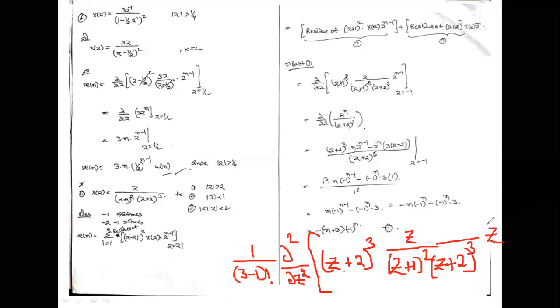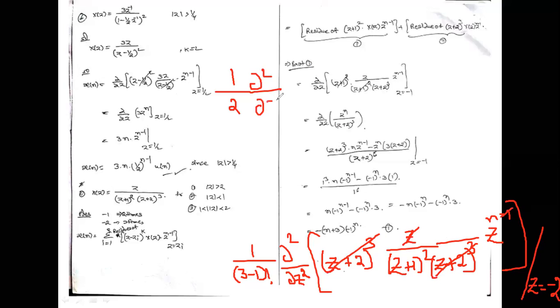and multiply with the z power n minus 1. At z is equal to, what is z here? The minus 2. Previously we checked the minus 1 and here the minus 2. 1 by 3 minus 1 factorial means 1 by 2 factorial. We'll get 1 by 2 and it is dou square, and before that these two terms get cancelled, and the z is also cancelled with this one. So dou square by dou z square, with the numerator z power n and denominator z plus 1 square only, at z is equal to minus 2.